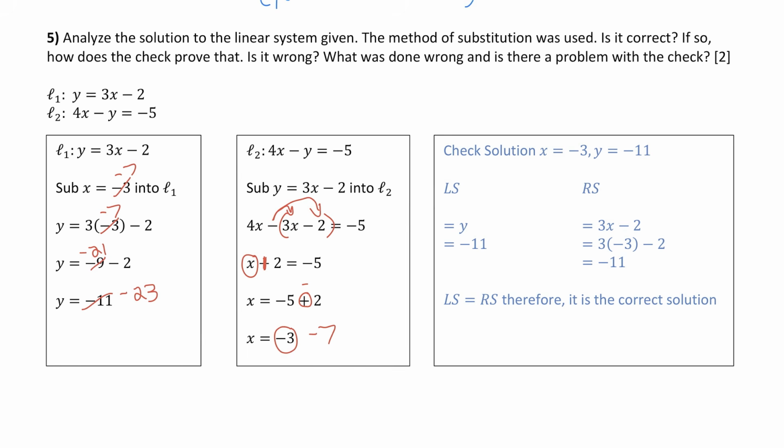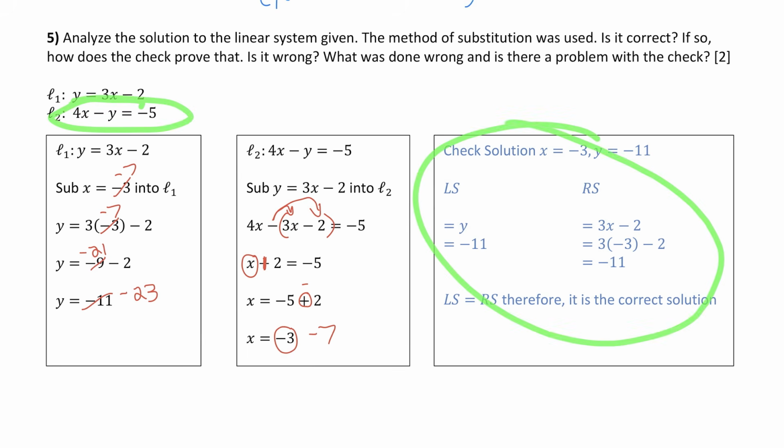So let's look at how they checked the solution. And they seem to think that their check verifies the solution of negative 3, negative 11. But I see why. They only subbed negative 3, negative 11 into line 1, right? Line 1, the left side is y, the right side is 3x minus 2. That comes from line 1. So all they did by proving that negative 3, negative 11 makes left side equal right side in line 1, all they did was prove that negative 3, negative 11 is on line 1. They didn't prove that it's also on line 2. So this alone is only half of the check.